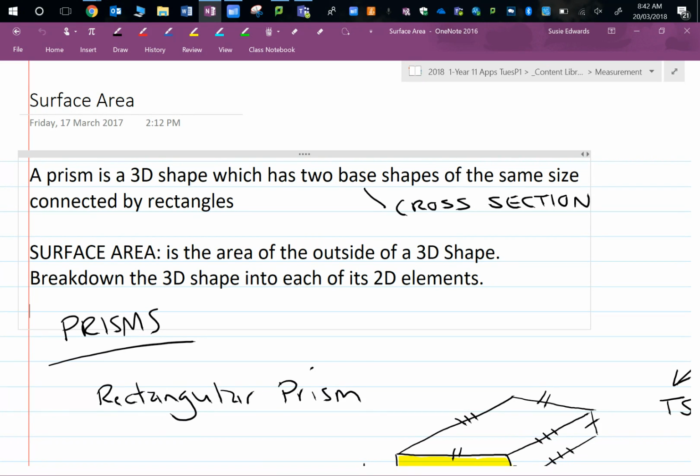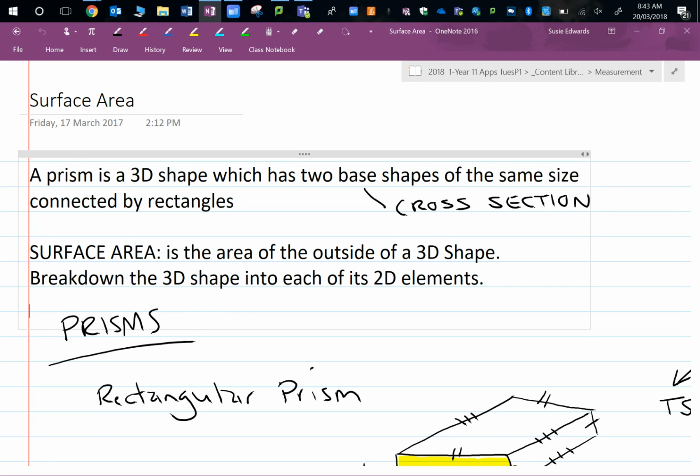The area on the top, the area on the bottom. Okay, so surface area is about the area around a 3D shape. The surface area is the area of the outside of a 3D shape. To do that, we need to break down the 3D shape into each of its 2D elements. So we need to work out what shapes are around that 3D shape.